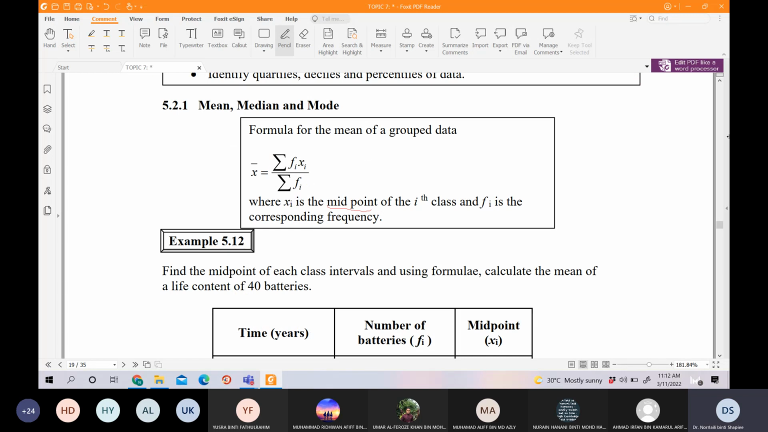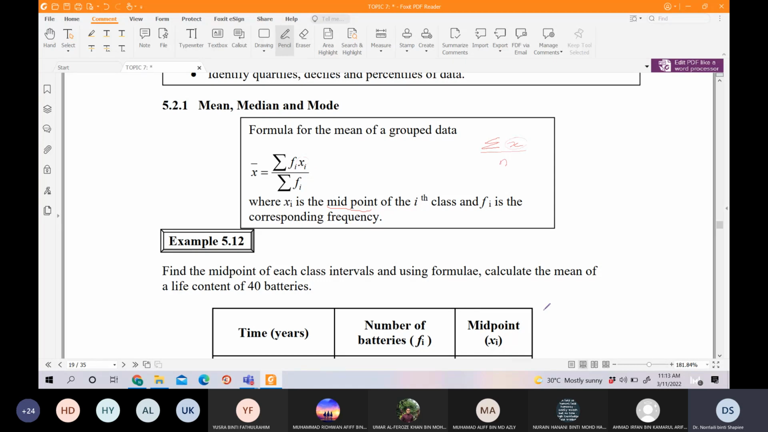Kalau sebelum ni kita belajar macam mana dia punya mean. Formula mean untuk ungroup data macam mana? Ingat lagi tak? Nak cari mean untuk ungroup data: summation of x divided by n. Kan? So x ni adalah kita punya data lah. Tapi kalau yang ni, X ni bukan data. Dia refer kepada midpoint. So F refer kepada frequency.